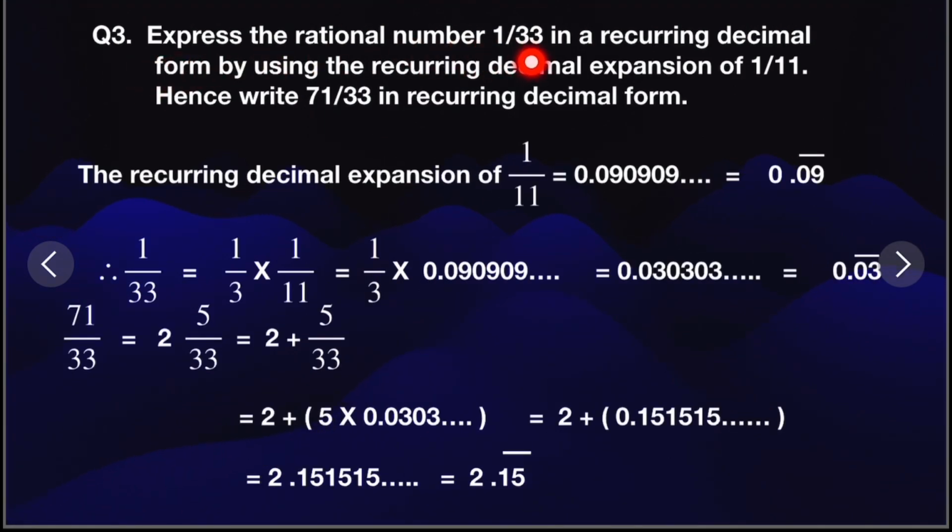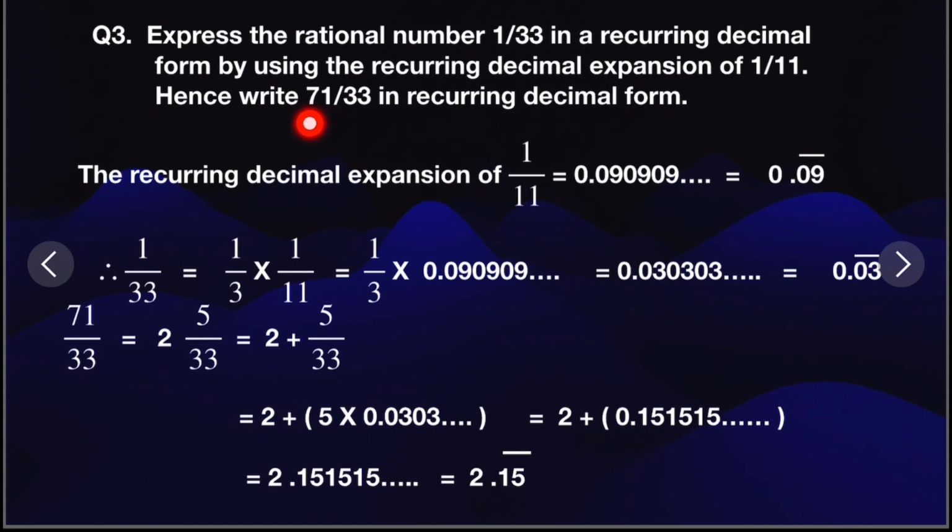Now question 3. Express the rational number 1 by 33 in recurring decimal by using the recurring decimal expansion of 1 by 11. So find the decimal expansion of 1 by 11. You will get 0.0909 like this. Then 1 upon 33 is equal to 1 upon 3 multiplied by 1 upon 11. So you got 1 upon 11, 1 upon 3 if you multiply, it will become like this.